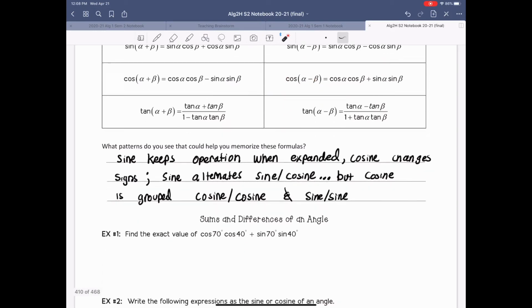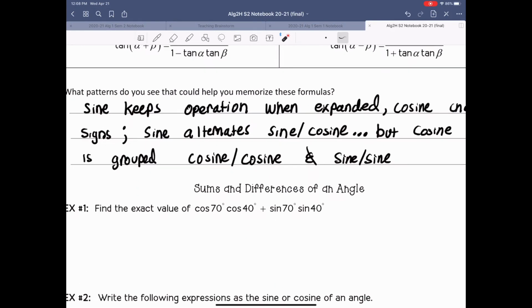So if I look a little bit more closely at this setup, since my first angle measure in question is 70 degrees, I can say that alpha is 70 degrees, and the second angle measure in question is 40 degrees, so I can say beta equals 40 degrees.